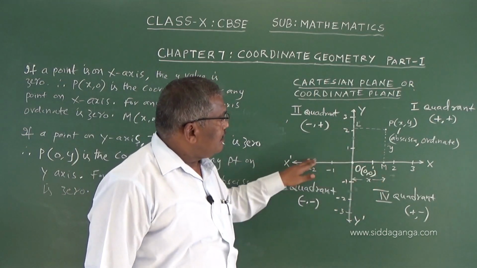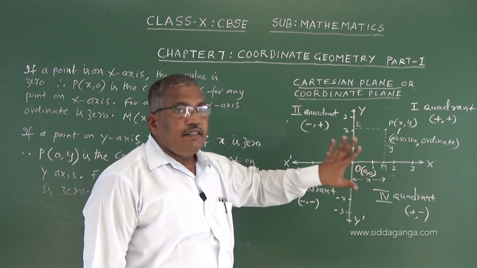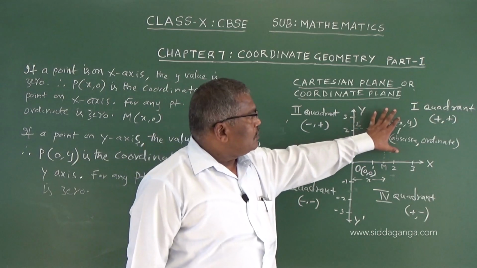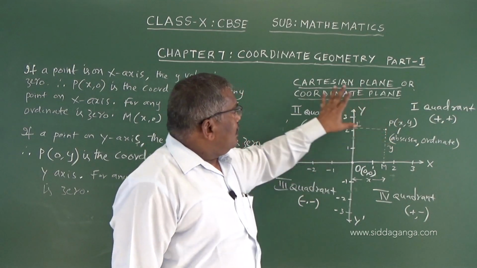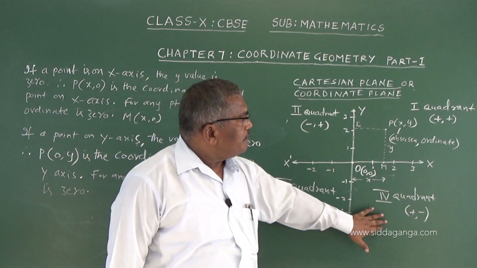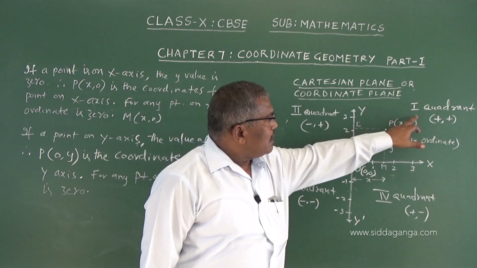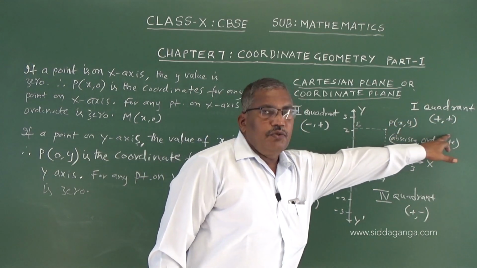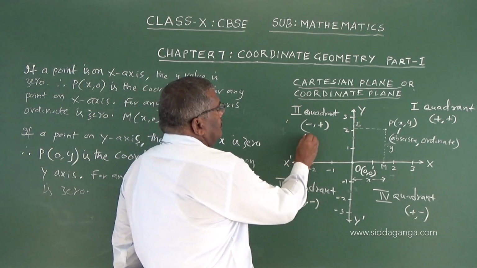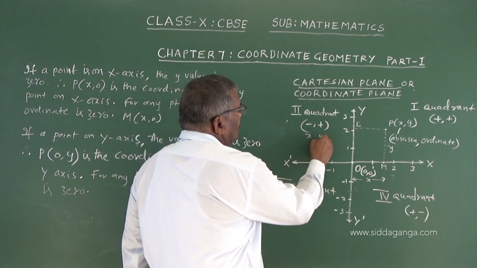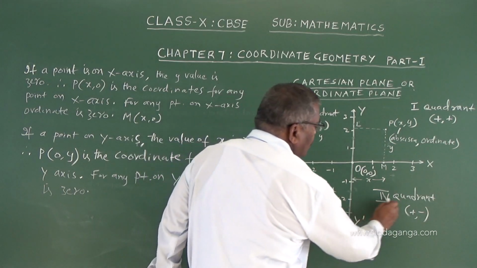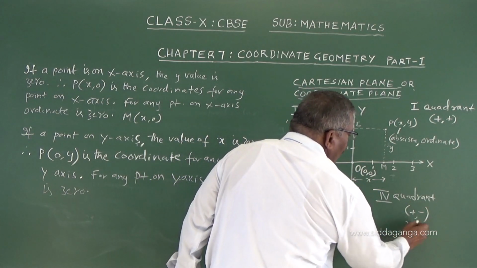In addition to this, I will repeat once again, these x coordinates and y coordinates, these two lines divide the entire plane into four parts. The first part is known as the first quadrant, and in the anticlockwise direction, this is the second quadrant, this is the third quadrant, and this is the fourth quadrant. In the first quadrant, both x and y values are positive, in the second quadrant, x is negative and y is positive, in the third quadrant, both x and y are negative, and in the fourth quadrant, x is positive, y is negative.